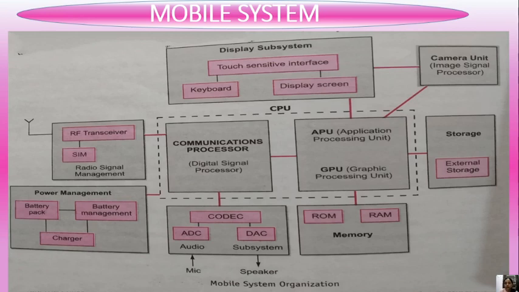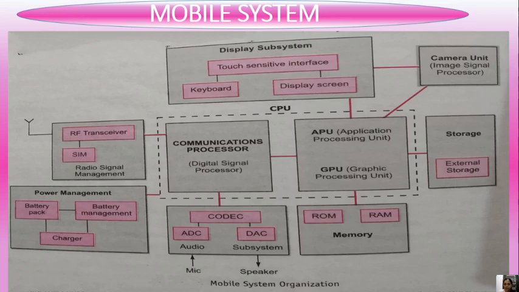You can see the image, mobile system organization. Just like computer system organization, this is the image for mobile system organization. Here you can see some parts. In the upper side it is written display subsystem, and under that touch sensitive interface, keyboard, display screen. You all are aware about your mobile's keyboard, keypad and display screen. So this is the upper side of your mobile part, display subsystem. Display means it is the part related to your display screen.